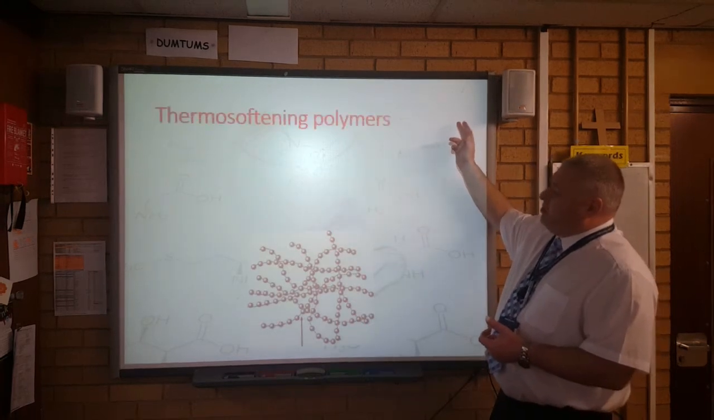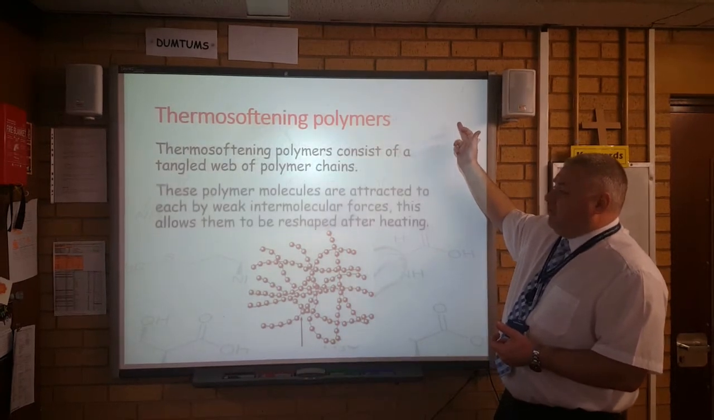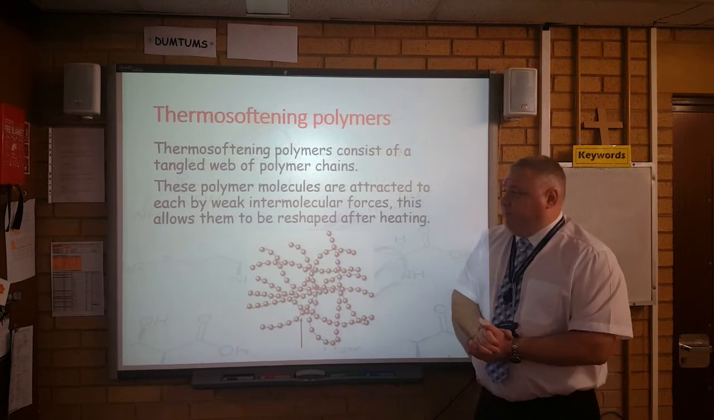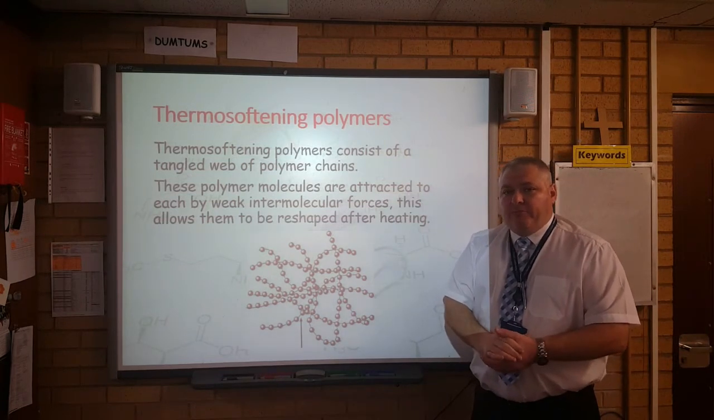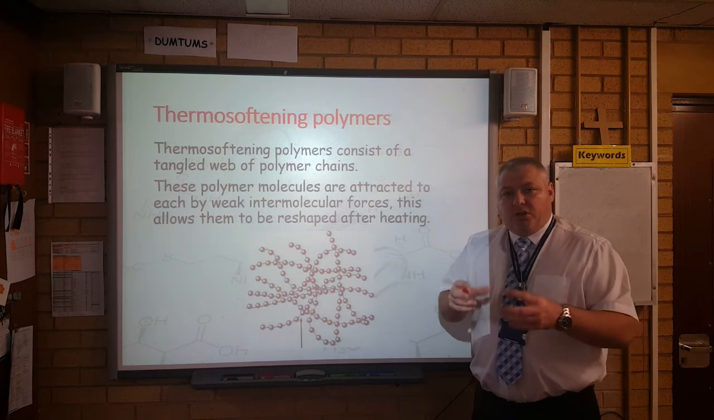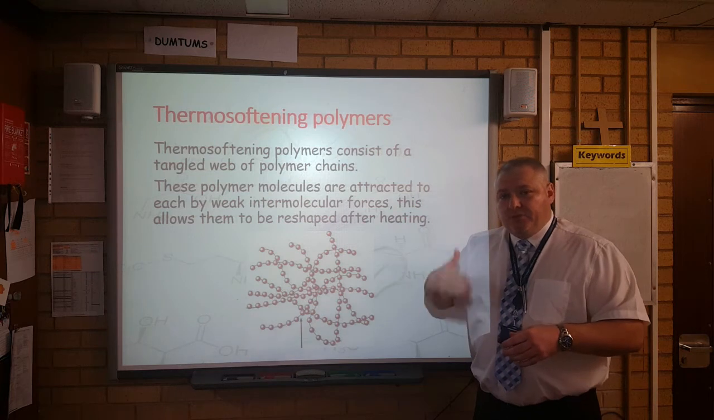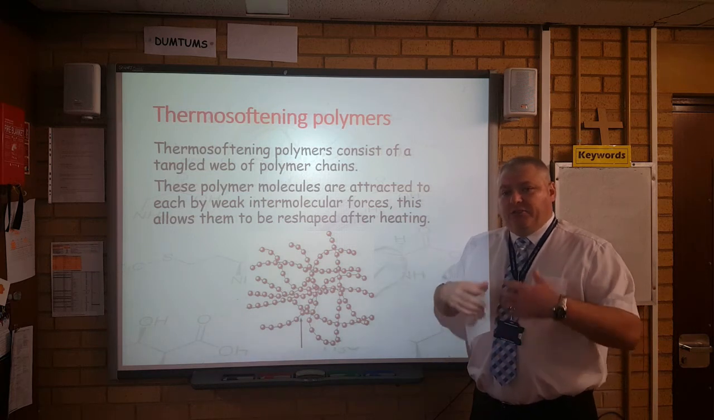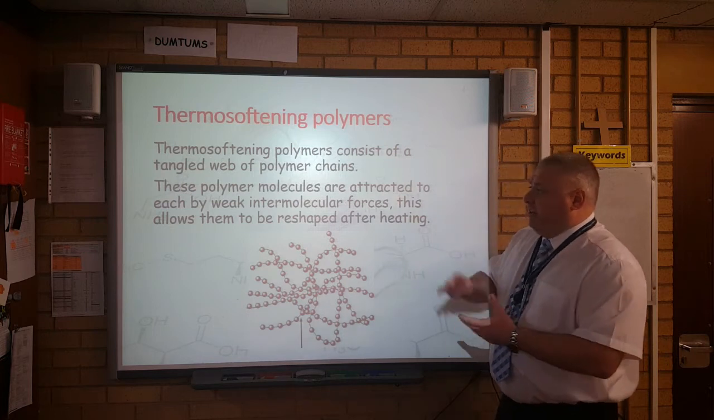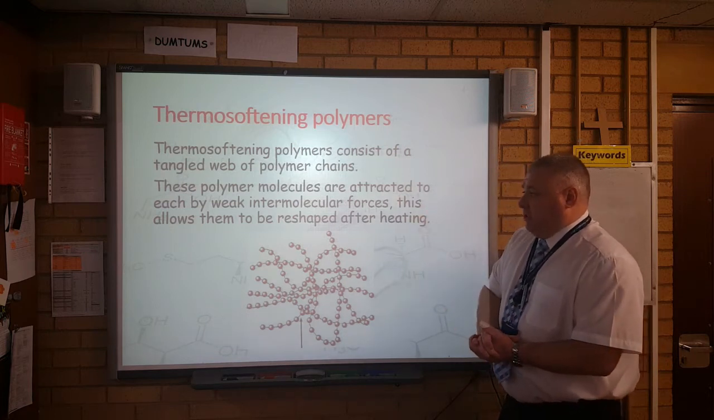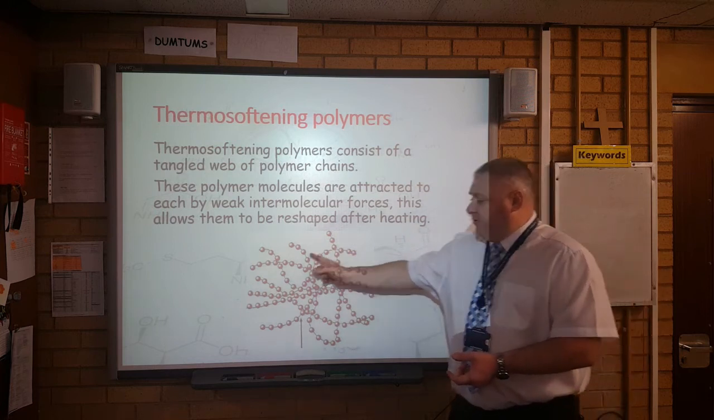So the two types of plastics you really need to know about are thermosoftening and thermosetting. If we're looking at a thermosoftening polymer, that's a polymer that when you heat it, it will soften and melt, and you can reshape it, and you can keep doing that process over and over again. So you can heat it, reshape it, let it cool down, and you can do it over again, and it can always be done.